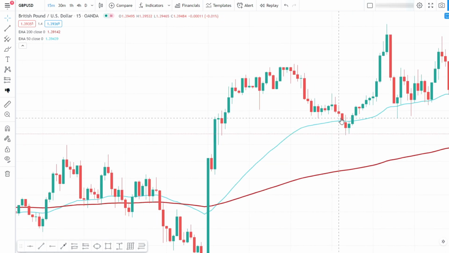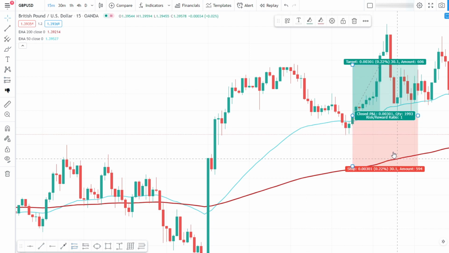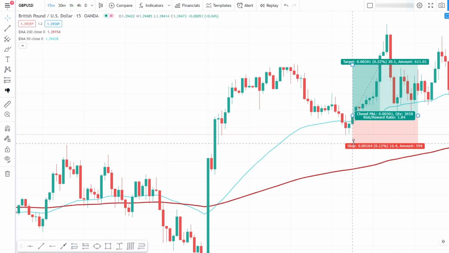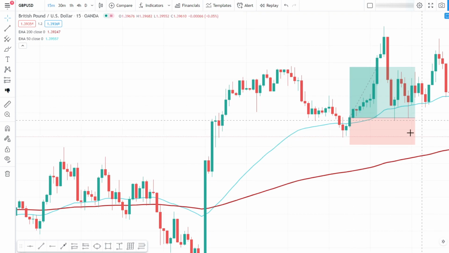You wait for a break through the 50 EMA, which you can see here. It's broken through the 50, and then it's actually broken back. So we would have placed a trade right here for a long position. We would have risked about 15 pips, which is 1% of your account. You can do 10 pips if you want, around about 15 pips.